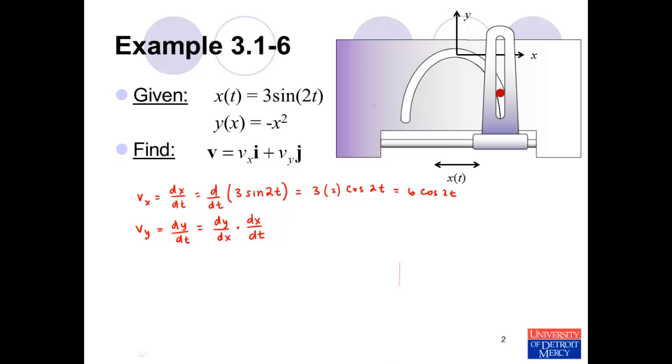So looking at this, this is just the derivative of minus x squared with respect to x. When we take the derivative of a polynomial like that, we bring the 2 down. So we have minus 2, and then we subtract 1 off the exponent. We're left with negative x, negative 2x. And then we take the derivative of x with respect to time. And that we actually already have. That we found in the first part of the problem.